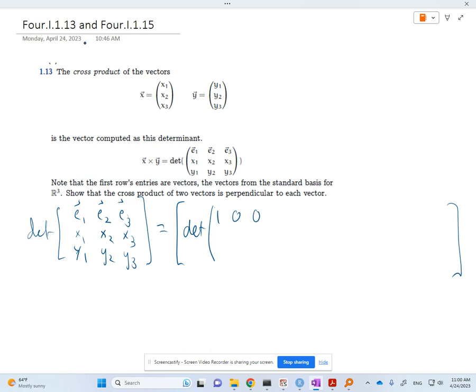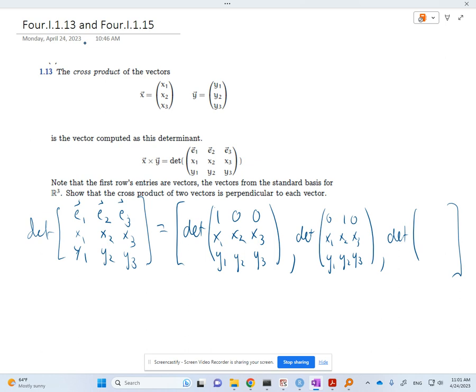This is just a definition, right? It's kind of not very clearly specified, but that's what is meant here. And then here you have Y1, Y2, Y3. Okay. So that's the first component of this determinant, which is a vector. Second component, well, I take the second component of each vector, 0, 1, 0, x1, x2, x3, y1, y2, y3. Right. Third component, well, third component of each vector here, E1 has third component 0, E2 has third component 0, E3 has third component 1.